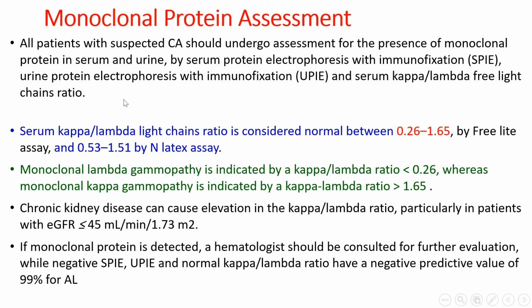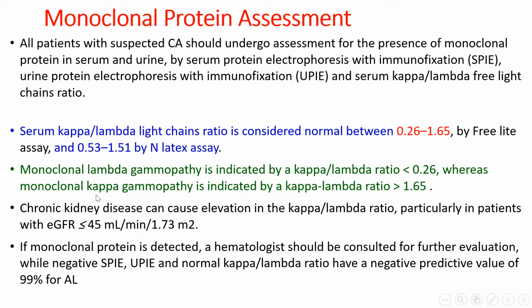Monoclonal protein assessment is very important in a patient with suspected cardiac amyloidosis. All patients with suspected cardiac amyloidosis should undergo assessment for the presence of monoclonal protein in serum and urine: serum protein electrophoresis with immunofixation, urine protein electrophoresis with immunofixation, and the serum kappa to lambda free light chain ratio.